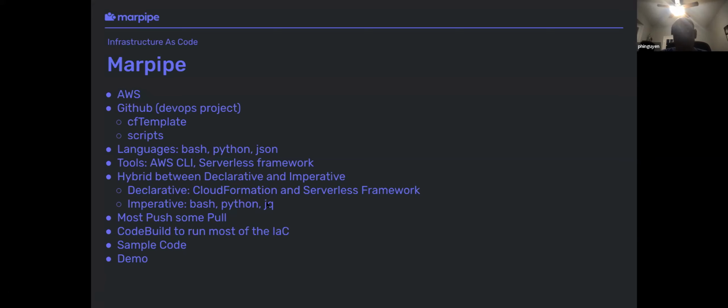Question? Just what's an alternative to AWS? What's another? So Microsoft Azure. Okay. And Google Cloud, but Google Cloud tends to be a little bit harder to use compared to AWS or Azure. Other questions?